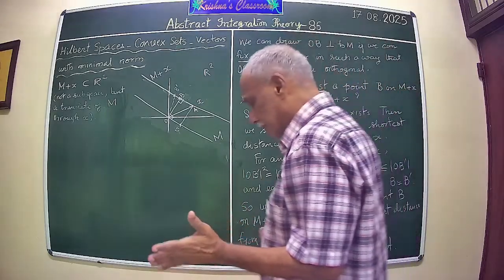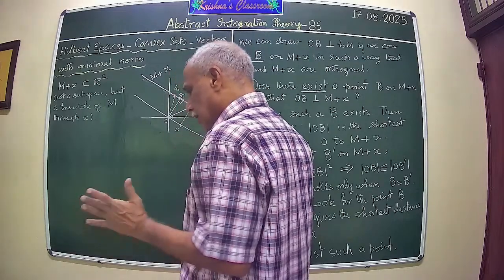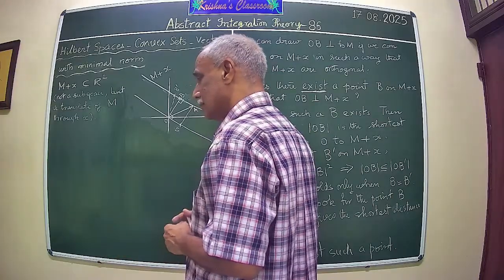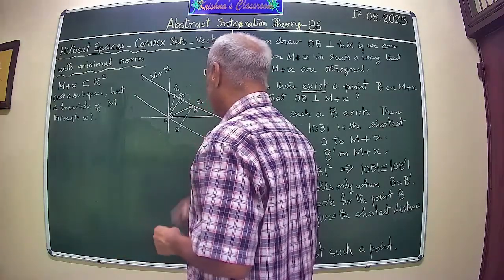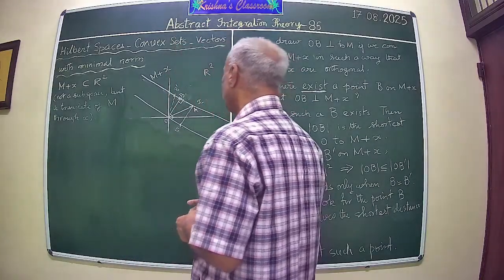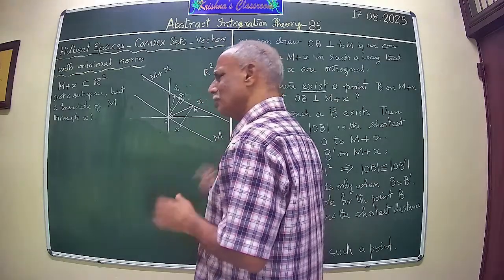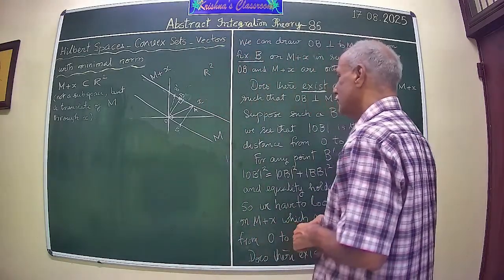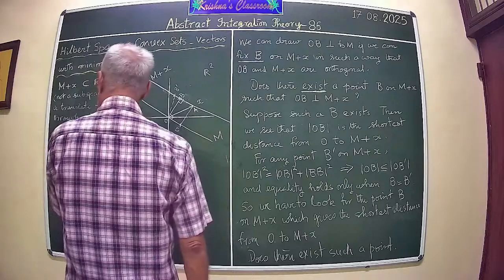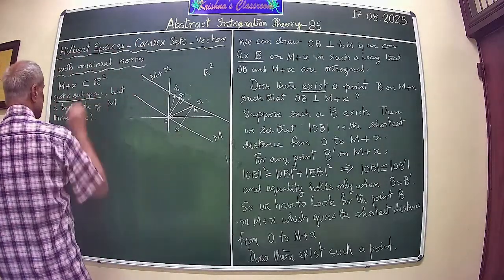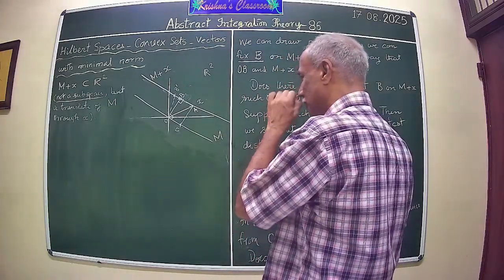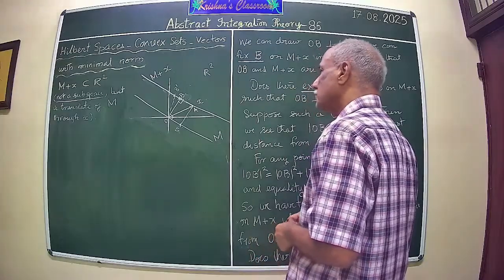Now the question that we are asking is, does there exist a point on M plus x, designated by B, such that OB is the shortest distance from O to M plus x. This is the question. Okay. So we feel that it exists. So what are the properties that this has? This line is not a subspace. Okay. That is not a positive property. It's a line parallel to the given line. Okay.